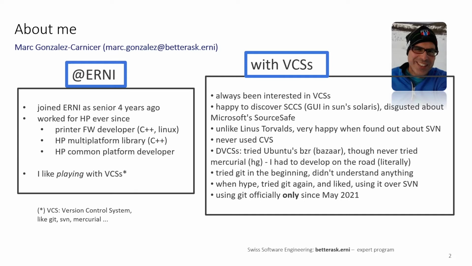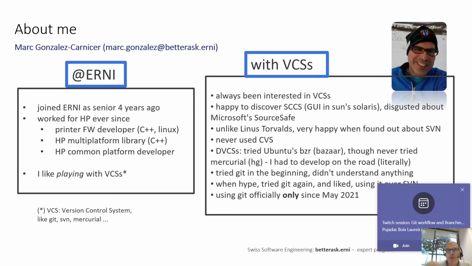So basically, my experience with version control goes back many years. I happened to use a very old system called SCCS by Sun Microsystems, and I was also very disgusted with Microsoft SourceSafe, which was a very bad and unsafe tool. Actually, I was very happy when I found out that Subversion was being created, unlike Linus Torvalds, because he says Subversion is a very disgusting tool. But you can watch a video about that on YouTube if you like.